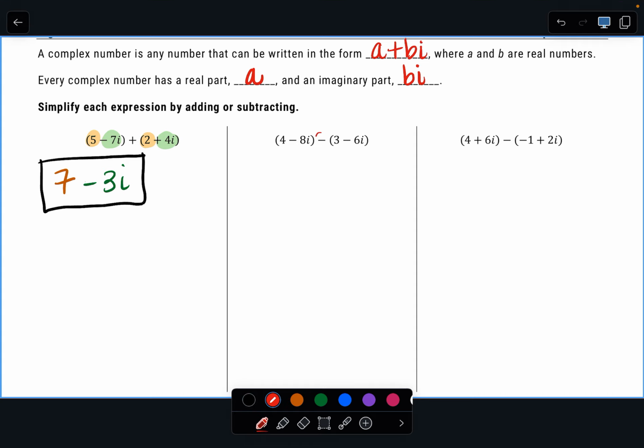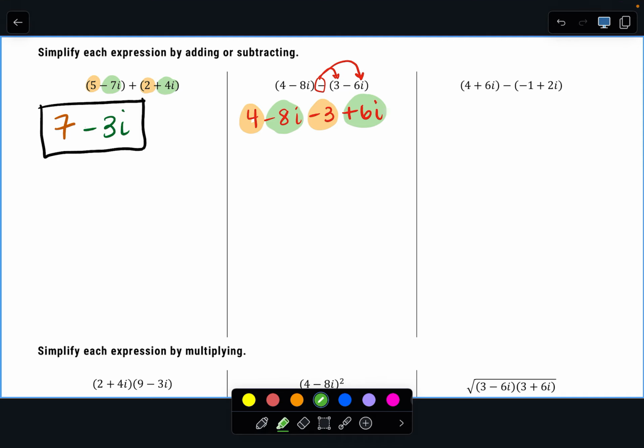Okay, looking at the second example, what is something I have to be careful about? The negative. That negative is going to distribute to both terms that follow. 4 minus 8i minus 3 plus 6i. If you see a negative subtraction, you have to make sure that you're distributing that sign throughout. Otherwise, you're not going to get the right answer. My real parts are going to get combined together. My imaginary parts are going to get combined together. Again, we're not multiplying, so the i's are not changing. They're just getting combined. So what is 4 minus 3? 1. And then what's negative 8 plus 6? Negative 2. So that's going to be my negative 2i. That is the answer.